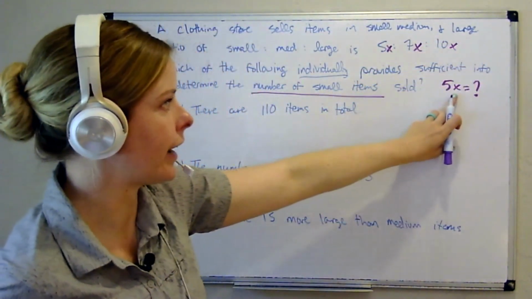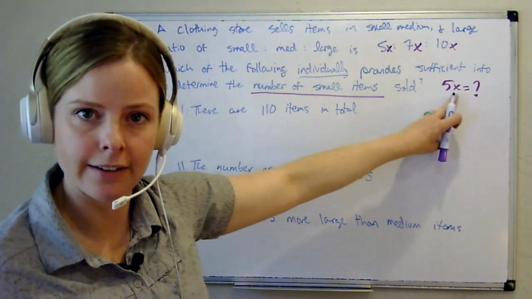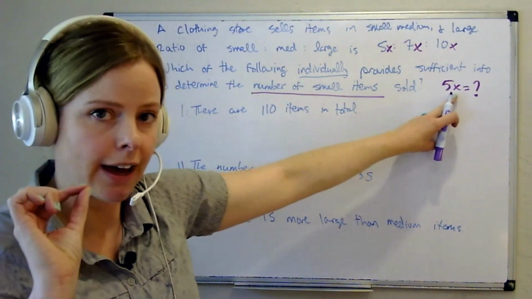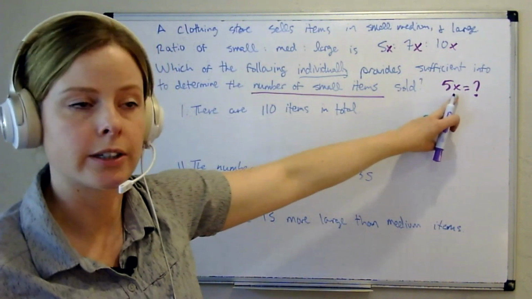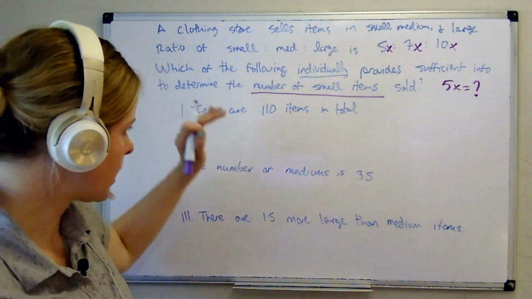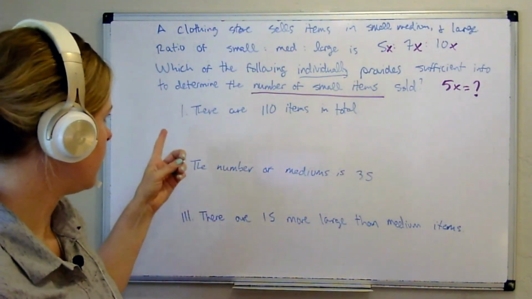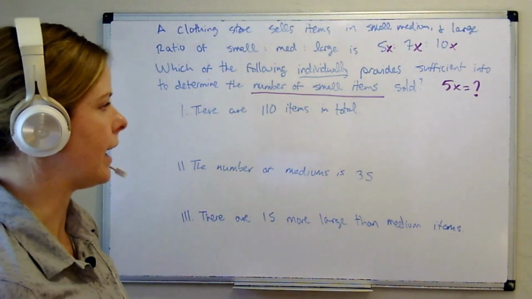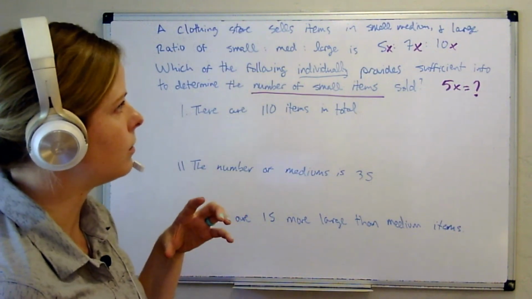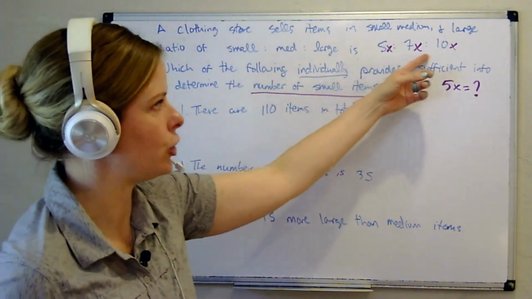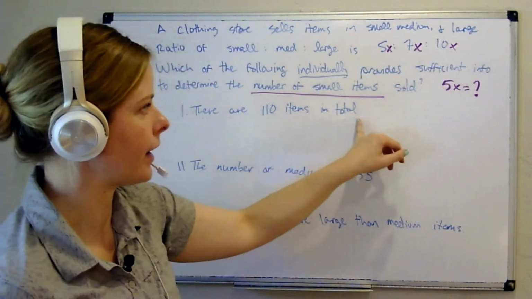Now, if I just figure out what x is, then I'll be able to solve for 5x. So that's a really good thought to have in mind, that if I solve for x, then we're good to go. Let's go ahead and assess these one by one. In the first one, we're told that there are 110 items total. So my thought is, how do I translate this ratio into this total number of items?